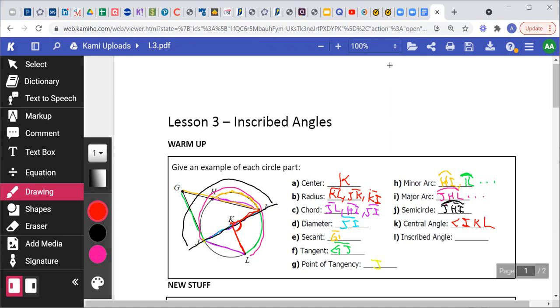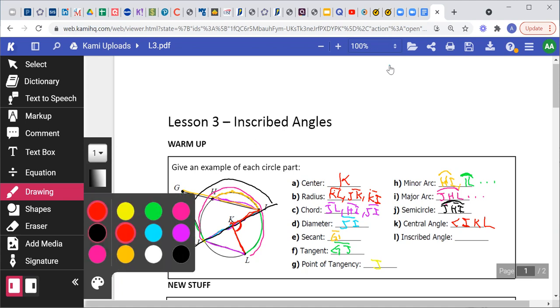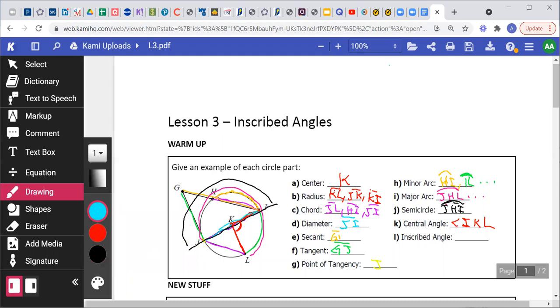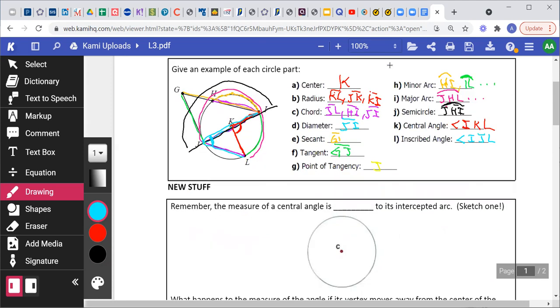An inscribed angle is an angle that is formed by joining two chords. So if I decide to take this radius as a chord, and then this chord here, because the vertex of an inscribed angle is always on the circle, and as you can see, J is on the circle here. So it's going to be I to J and then to L. So this is just to quickly recall what we did on Monday and Tuesday.